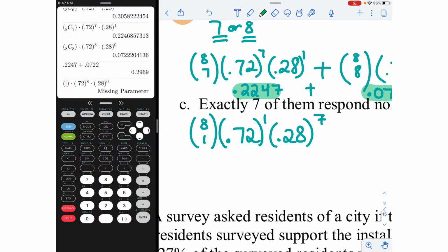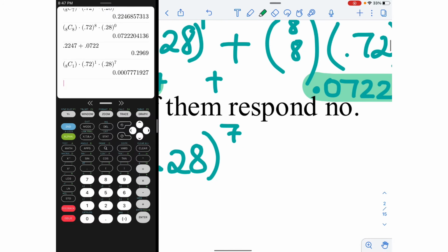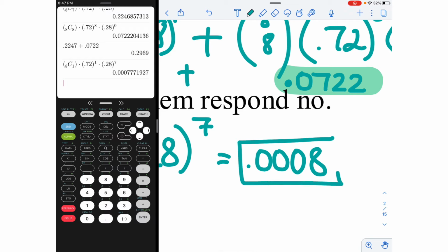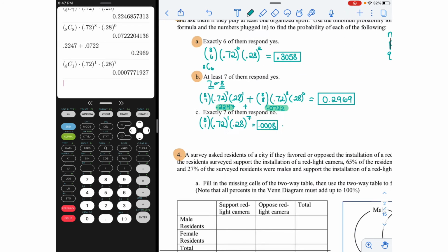Okay, so, oops, I deleted that. So probability NCR, we're going to do 8 choose 1. And we want 1 success. We want 1 yes. And that means we want 7 no's. And that's exactly what it's asking for. It's saying 7 no's. All right. 0.0008. That should be the answer, not what he has.